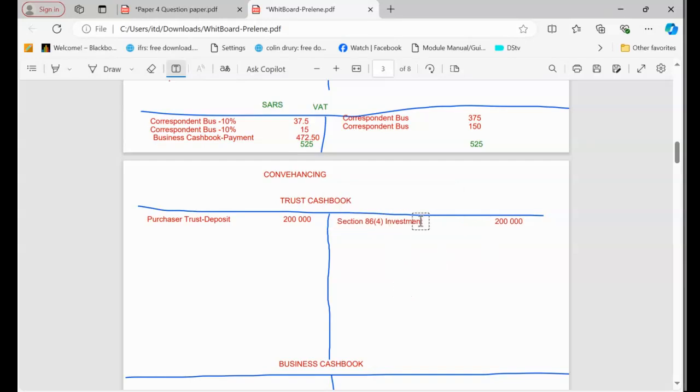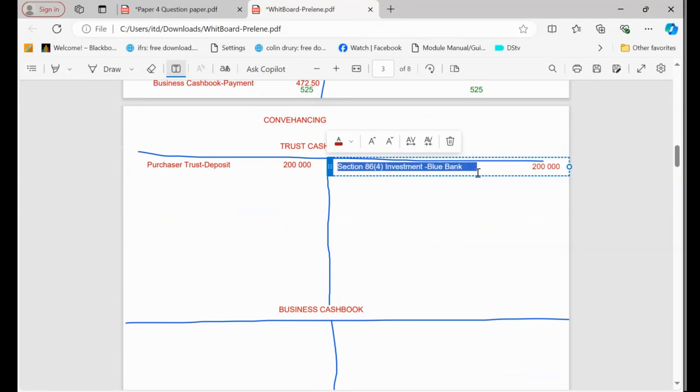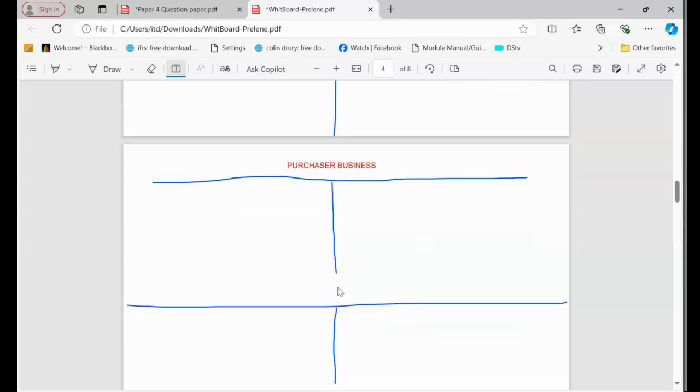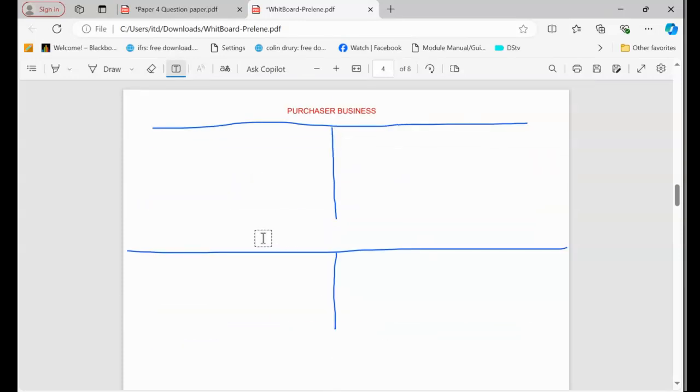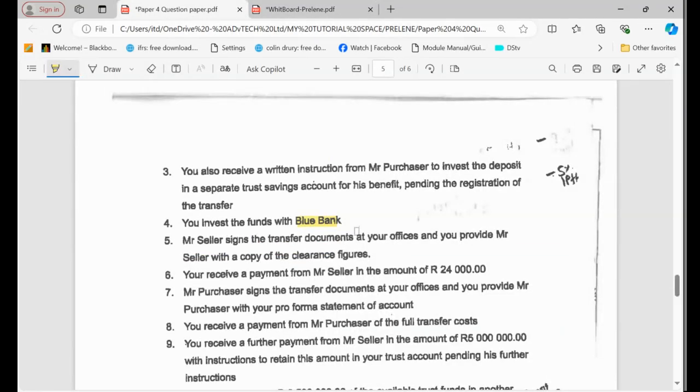Obviously I can even write this, because sometimes we invest with too many banks. So this one is Blue Bank, so that it can be differentiated from the other banks. Now I must go and open this account. Let me put it here. Obviously I invested. I'm going to come to the trust cash book, and the investment was how much? 200,000. Are you okay? Yes. Perfect. Okay, that was the investment.